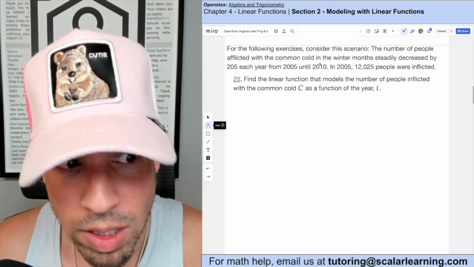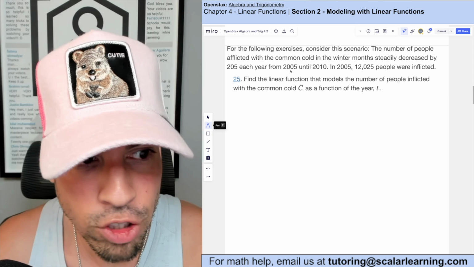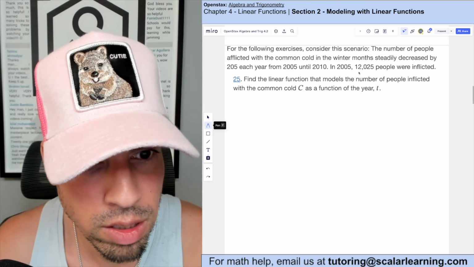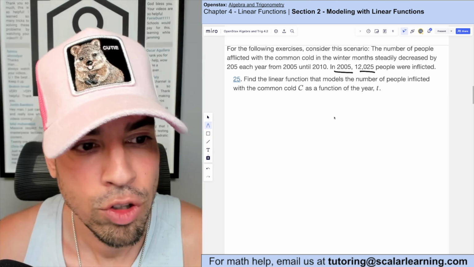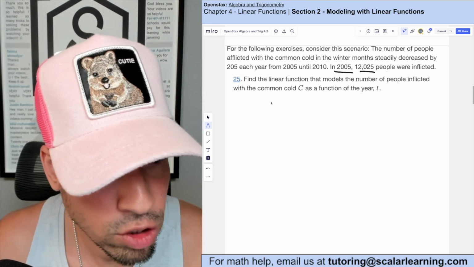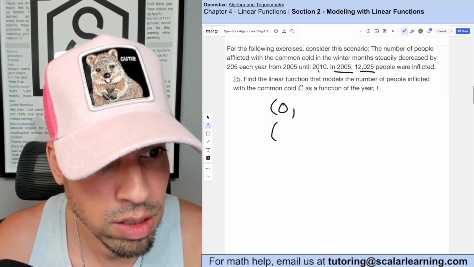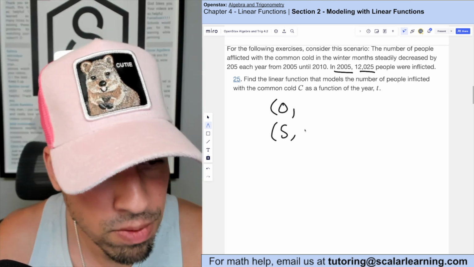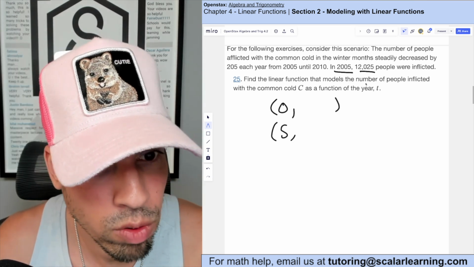The number of people afflicted with the common cold in the winter months steadily decreased by 205 each year from 2005 until 2010. In 2005, 12,025 people were afflicted. So for this function, I'm going to designate 2005 as time 0, and 2010 would be 5 years later, aka time 5. And then we're going to take these corresponding y values and plug them in.